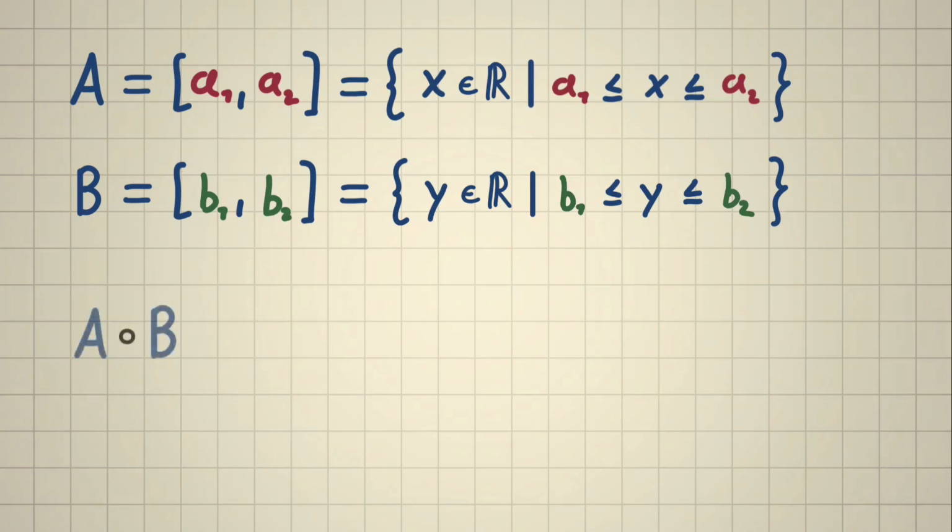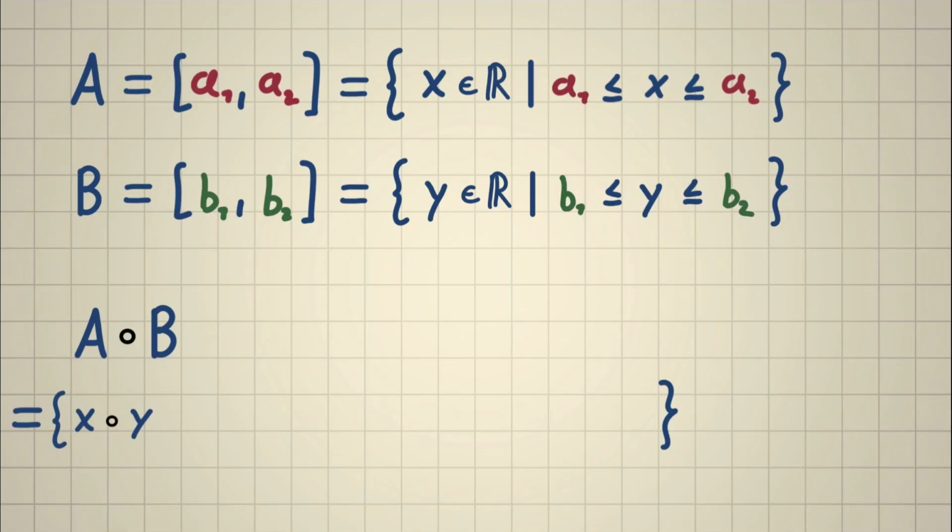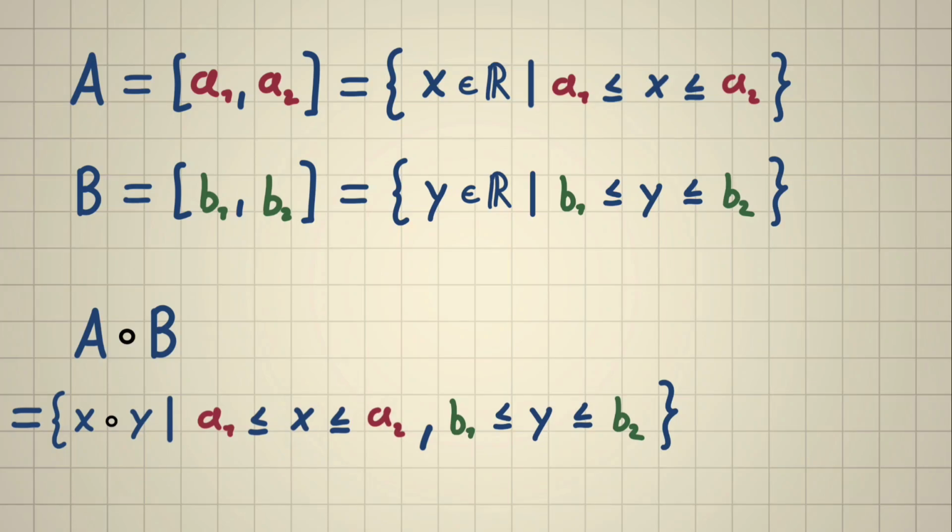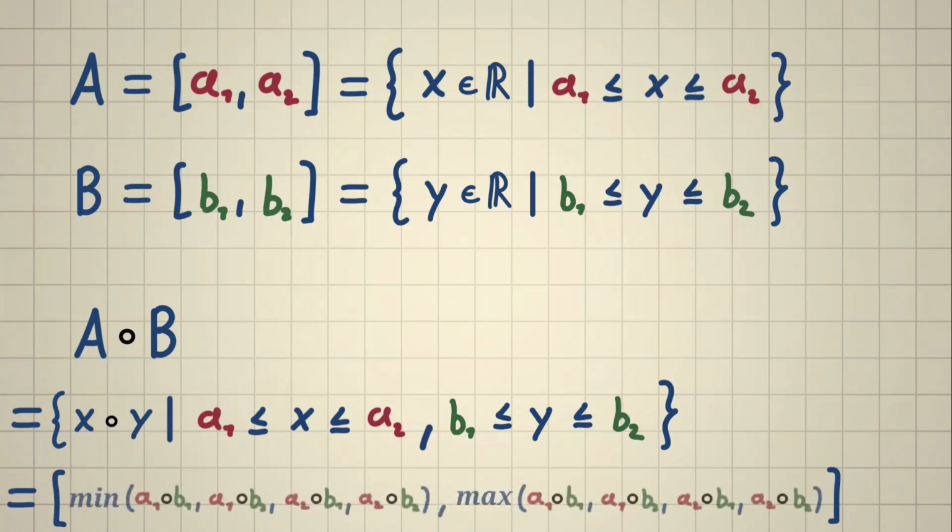So, if we combine both intervals through an arithmetic operation, A circle B, where this circle often represents plus, minus, times or divided, the result is again a set containing all the combined elements for this operation, with x and y still fulfilling their conditions. And this set itself is nothing more than an interval. Since I need the smallest and largest values to represent this interval, I simply have to look for the minimum and maximum of the possible combinations of the boundaries.